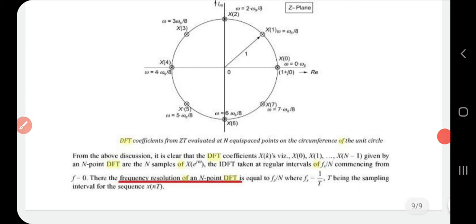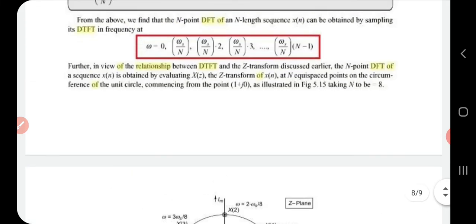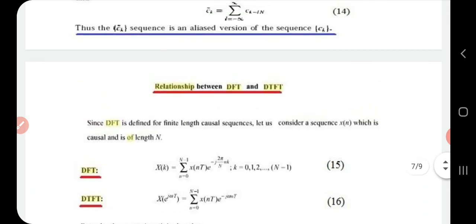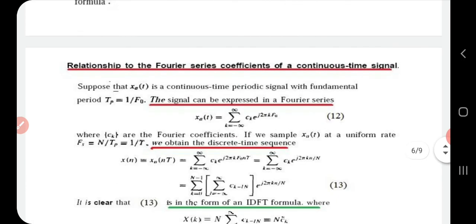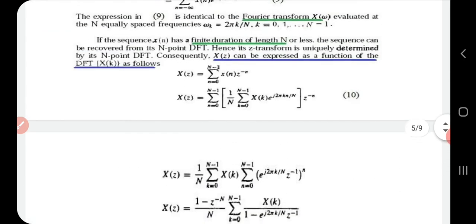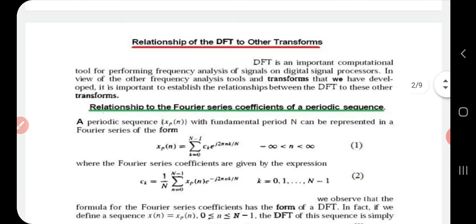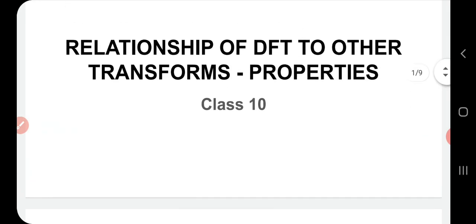So that is the relationship of DFT with all the other transforms. There is no need to study the proofs, just study the theory part. I have briefed it as far as possible, so you can just go through the equations. Here you will have to remember a lot of equations, so you will have to write and study and understand them. Just this theory part is enough. No need of going into elaborate proofs.